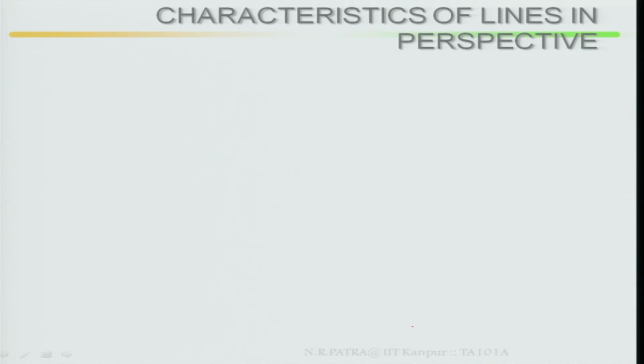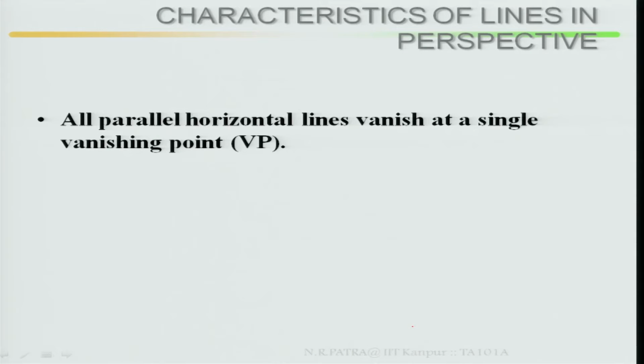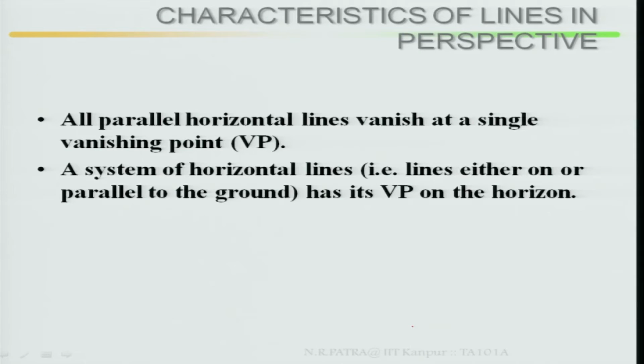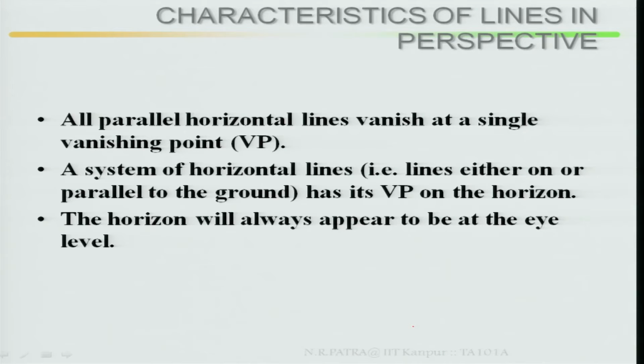Now, in summary, in perspective view, all parallel horizontal lines vanish at a single vanishing point, that is called the vanishing point, VP. A system of horizontal lines, that is lines either on or parallel to the ground, has its VP on the horizon. The horizon will always appear to be at the eye level.